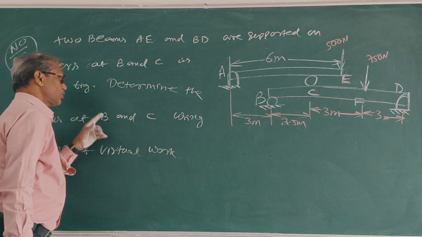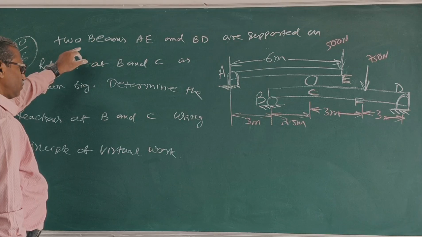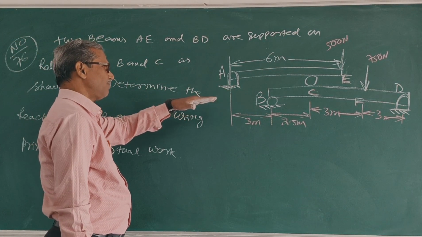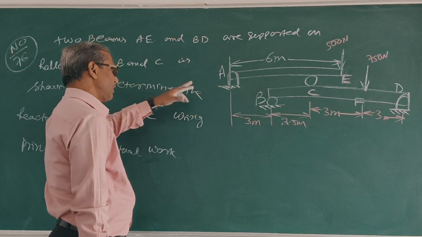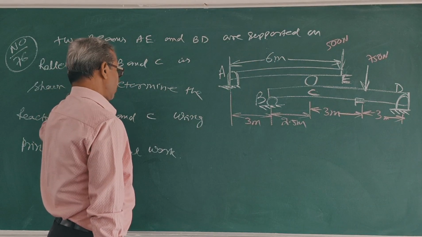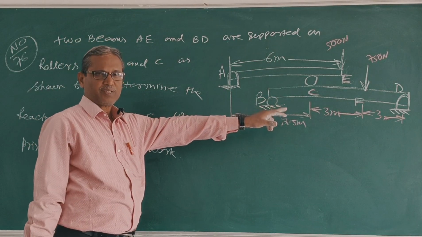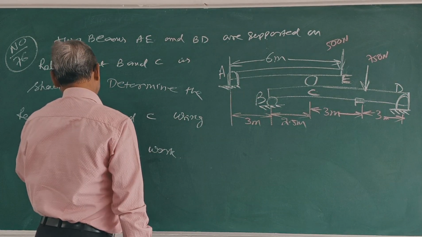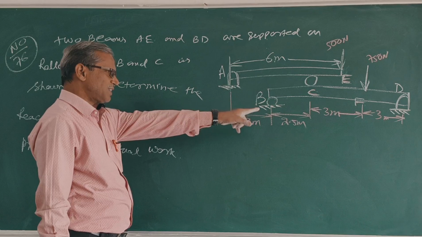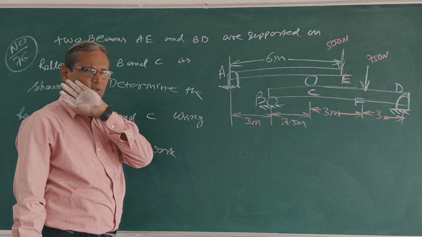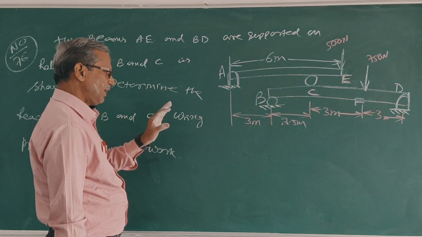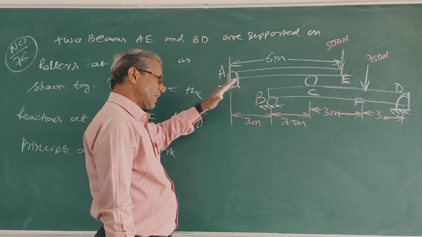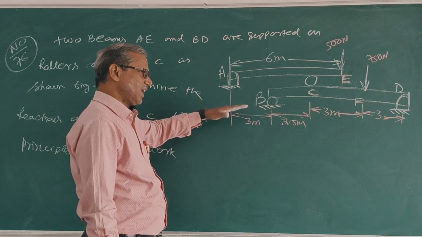Question number 76. Two beams, AE and BD, are supported on rollers at B and C. B is a roller, C is a roller. Determine the reactions at B and C using the principle of virtual work. Clear? I will find the reaction at B and the reaction at C. First take beam AE, then take beam BD.